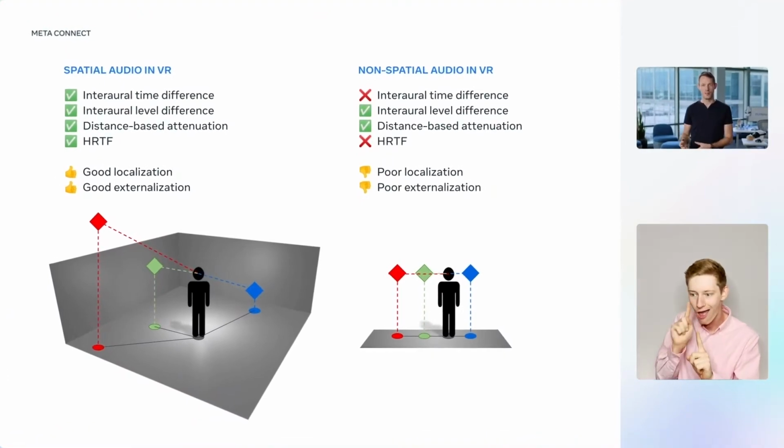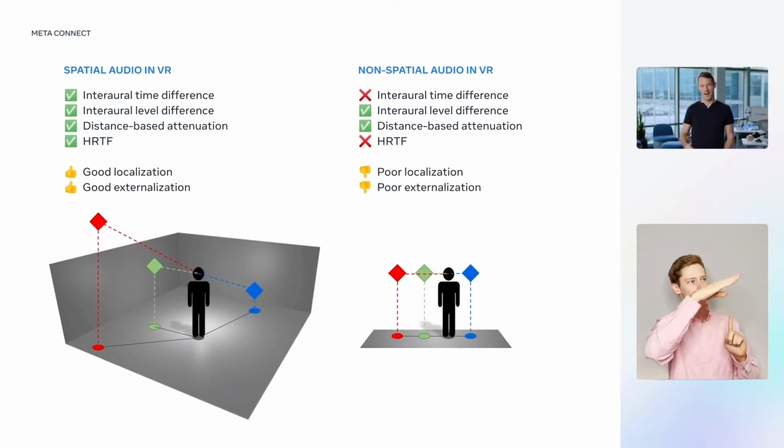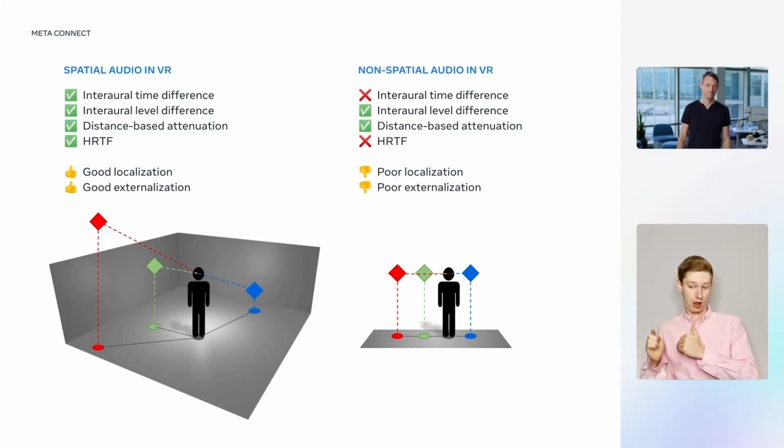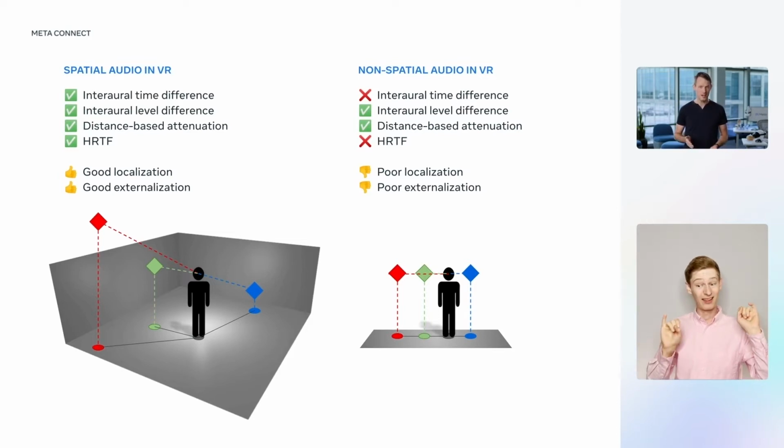If we look at this example scene, where we have sound sources above us in red, behind and below us in blue, and off to the side of us in green, if we build the scene in VR without spatial audio, everything will sound like it's roughly on the same plane, aligned with the user's head, as pictured here on the right. Without spatial audio, our sense of localization is relatively poor, preventing us from accurately judging the location of each source in 3D space.